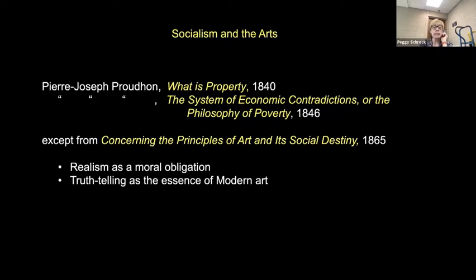The major theme of Proudhon's writing is that realism in art is a moral obligation. It's not a stylistic choice. It's like wearing your mask is a moral obligation. It's not an aesthetic personal choice. Truth-telling as the essence of modern art is an important idea, that he's now defining modernism as a new kind of morality.